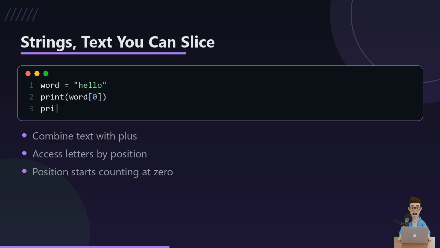A string is just a sequence of characters, like beads on a string, and you can grab any bead by its position. Here, word at position 0 gives you the letter H, because Python starts counting from 0, not 1. That 0-based counting trips up almost everyone at first. So, just remember, the first item is always at position 0.